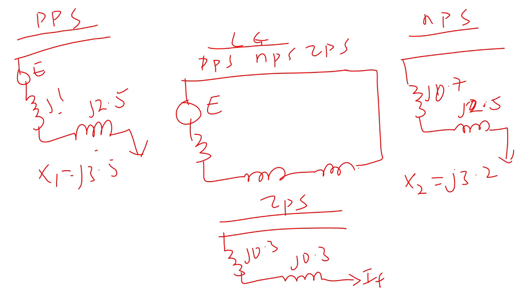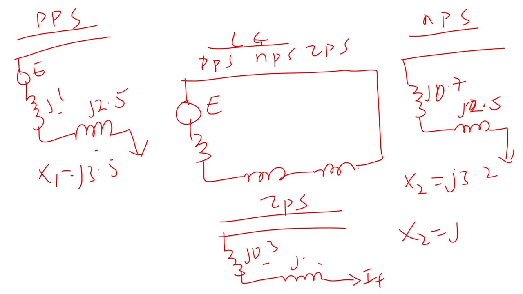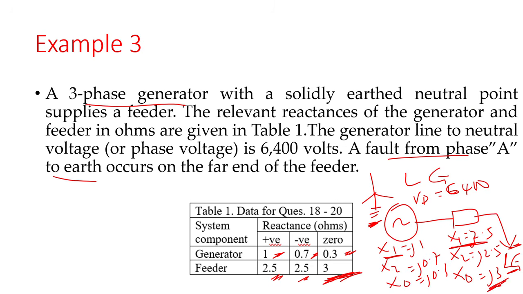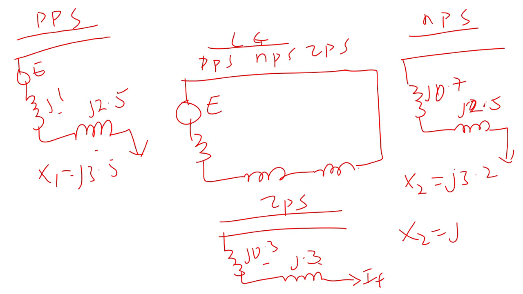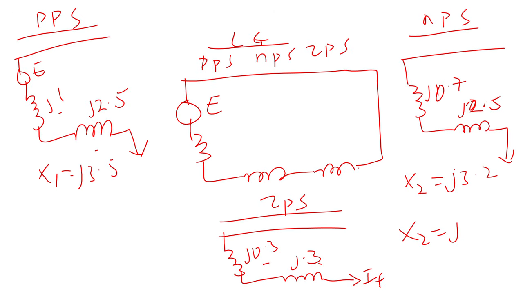The fault is here. This was given as J0.3. This also as J0.3. So my X0 happens to be this and this in series, which will be J... This was actually given as J3, not J0.3. J3, as seen here, it was given as J3. Good, and then the generator X0 was given as J0.3. So this gives me J3.3 as the reactance for X0, that's zero phase sequence.